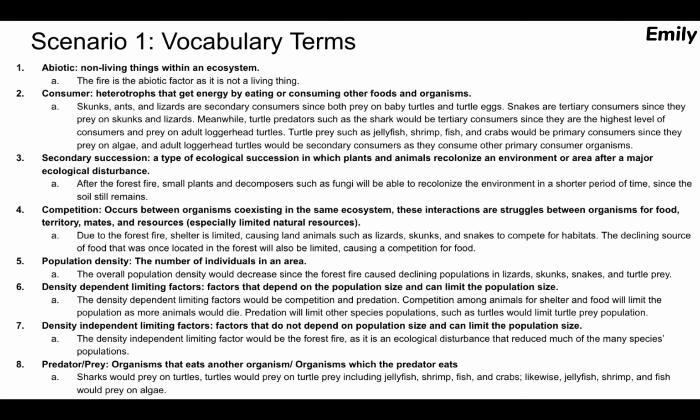Turtle prey, such as jellyfish, shrimp, fish, and crabs, would be primary consumers, since they prey on algae, and adult loggerhead turtles would be secondary consumers, as they consume other primary consumer organisms. The next term is secondary succession, which is a type of ecological succession in which plants and animals recolonize an environment or area after a major ecological disturbance.